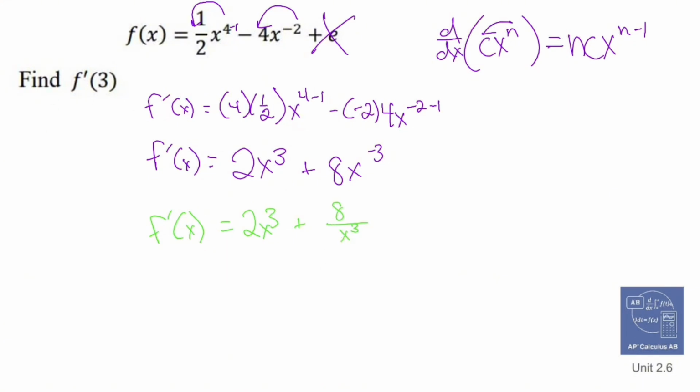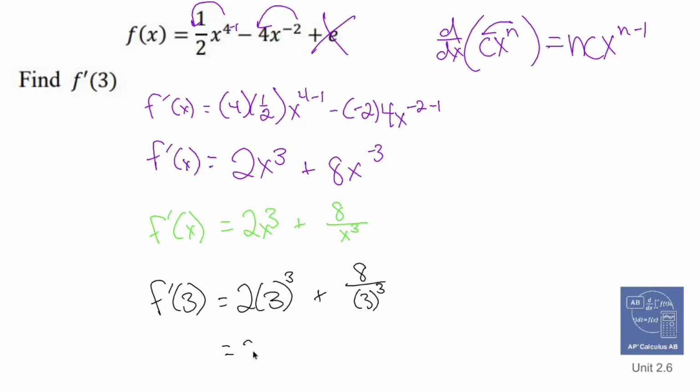Am I done? Nope, because my job is to find f prime of 3. So f prime of 3 has me substituting 3 for every x. So I get 3 cubed times 2 plus 8 over 3 cubed again.